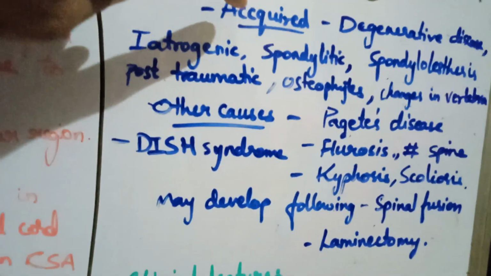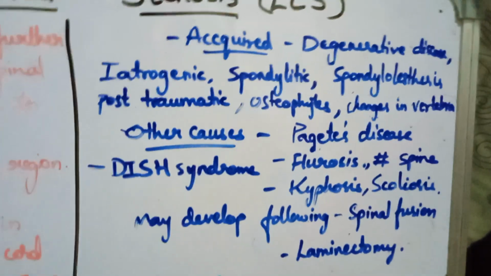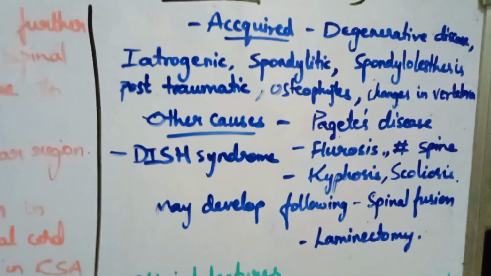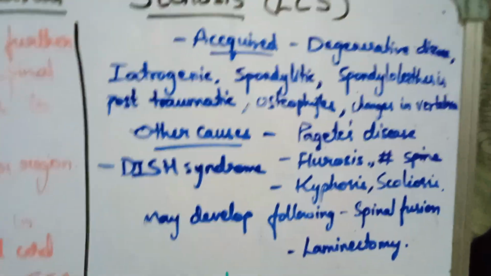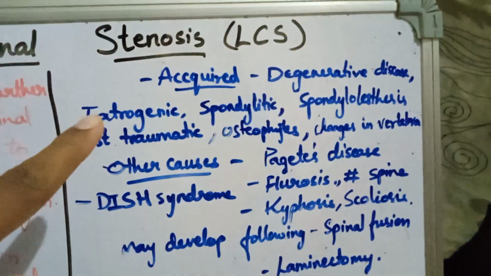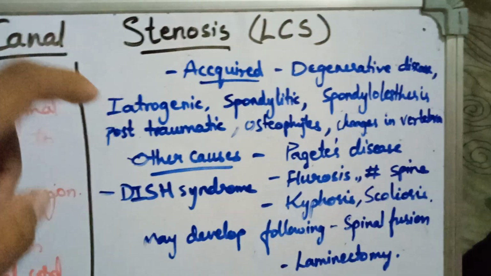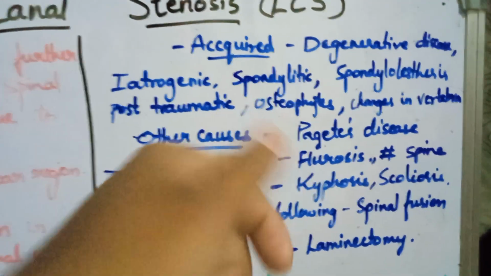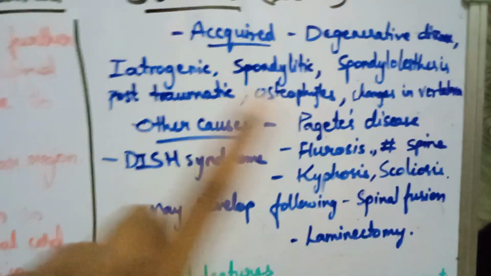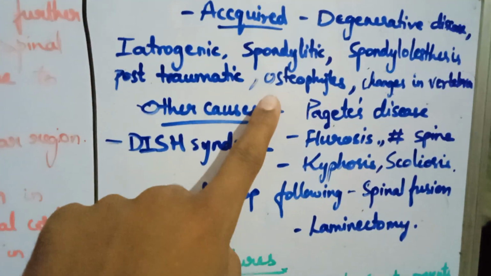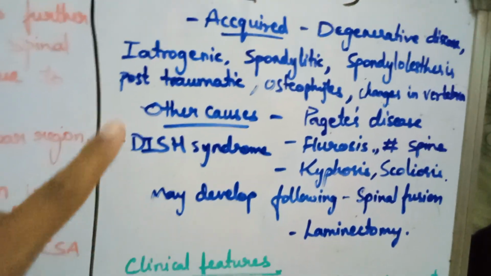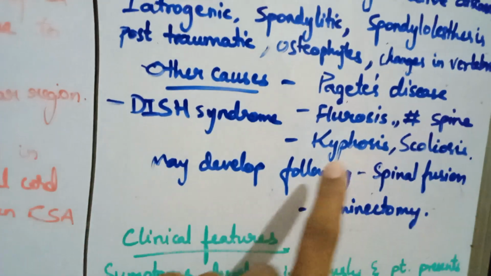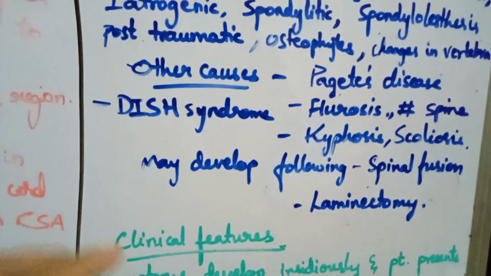What are they? Degenerative diseases of the disc. Even a disc bulge will result in compression or stenosis of the canal. Next one is iatrogenic, which is any invasive method. Next are spondylitis and spondylolisthesis, post-traumatic osteophyte formation and changes in the vertebra. Other causes might be Paget's disease, fluorosis, fracture of the spine, kyphosis, scoliosis and DISH.